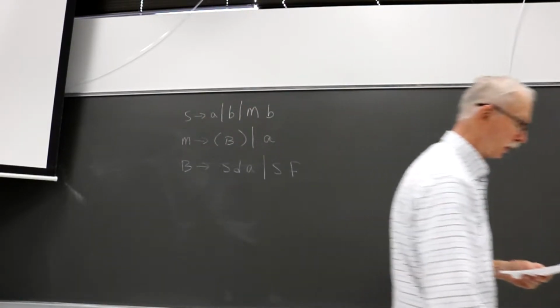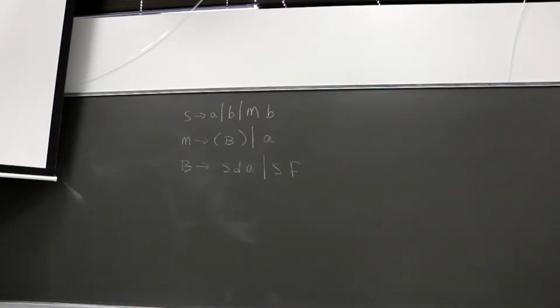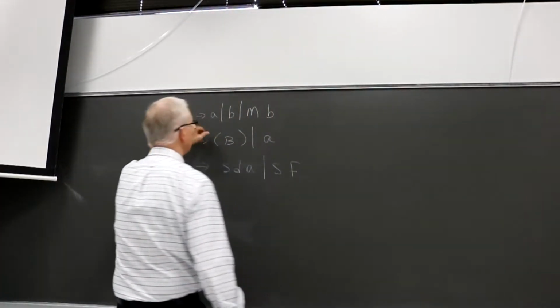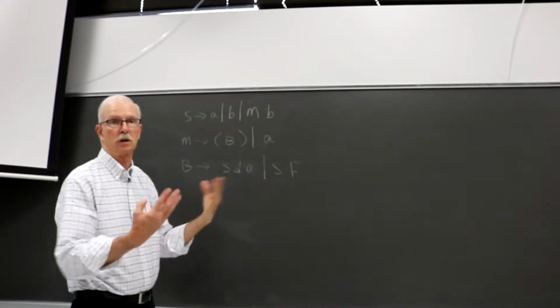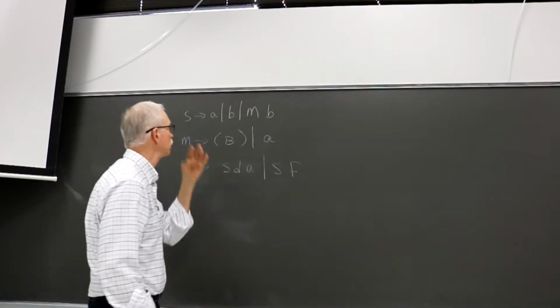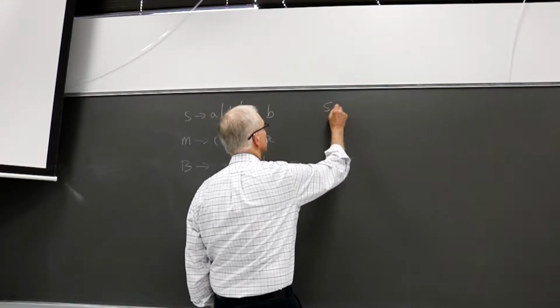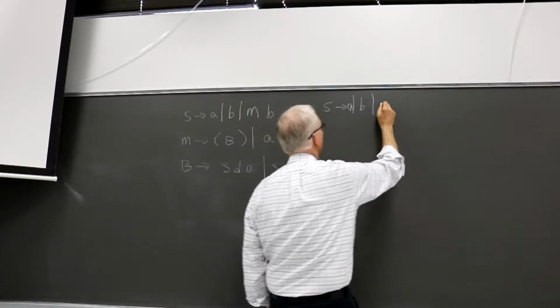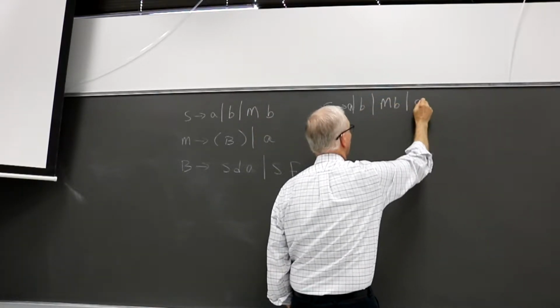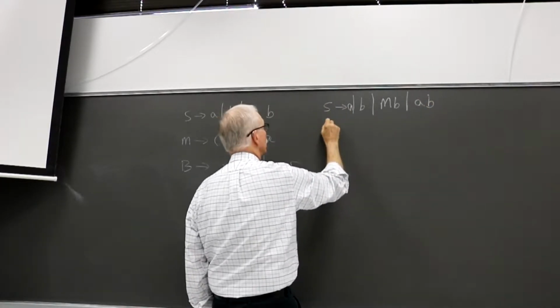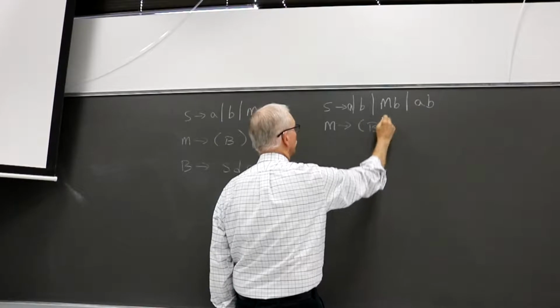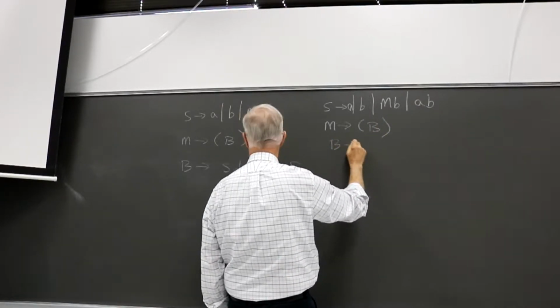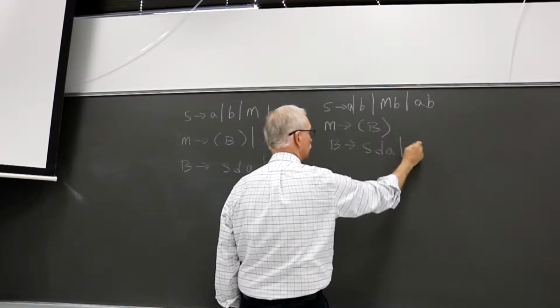All right, so our goal is to make this LL1 parsable. So we scan here a little bit and we see S goes to M and M goes to A, and we see that's going to be a conflict. So what most of you did, and it's probably the easiest, we write S goes to A or B or MB or AB. And then M goes to paren B paren, and B goes to SBA or SF.